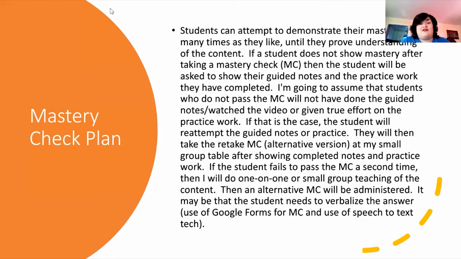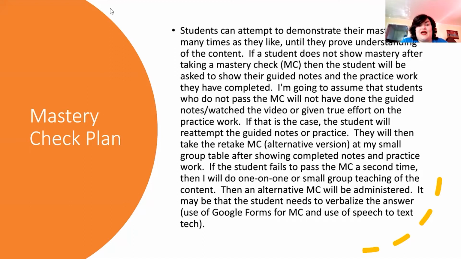So the plan that I crafted was that students can attempt to demonstrate their mastery as many times as they would like, which is usually not what you see in a classroom. Usually it's a one and done. But in my plan, I have also allowed for the fact that if they fail a mastery check, then they're going to have to do some work to show me that they're ready to take it again, that they're not just, okay, well, I failed it. Now I got the answer, so I'm going to go back and retake this and pass it. No, they got to show me that they've done some work.